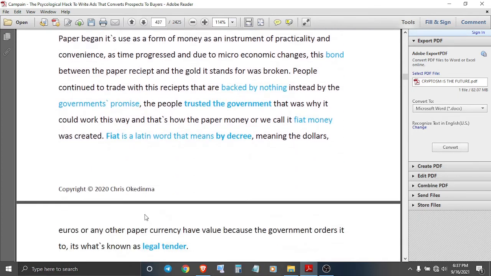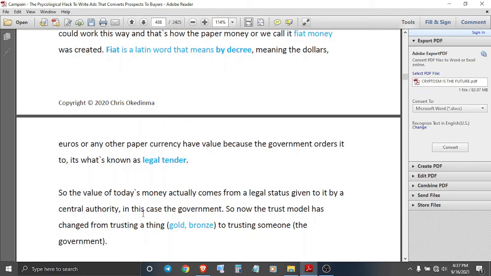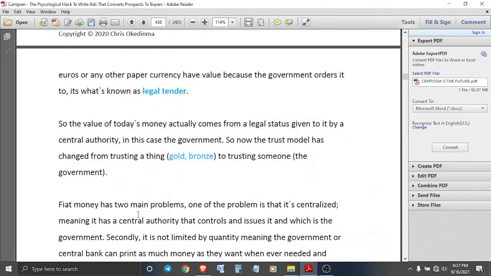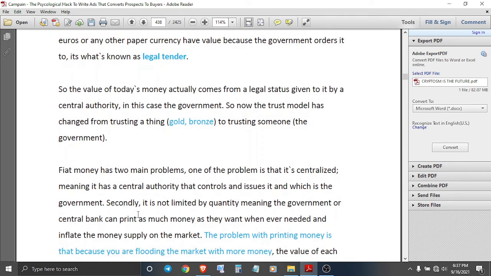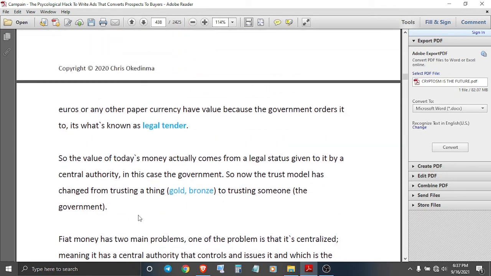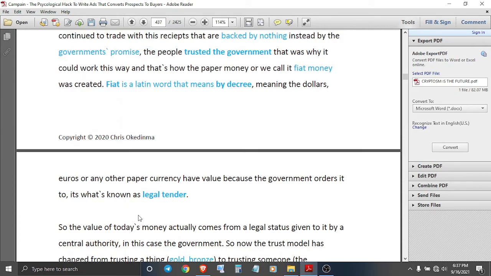So the government soon enough brought in digital money. It was very easy for the fiat currency. I wanted to talk about the fiat currency, what exactly it means. So what I said here is that fiat currency is a Latin word that means by decree, meaning the dollar, meaning big.